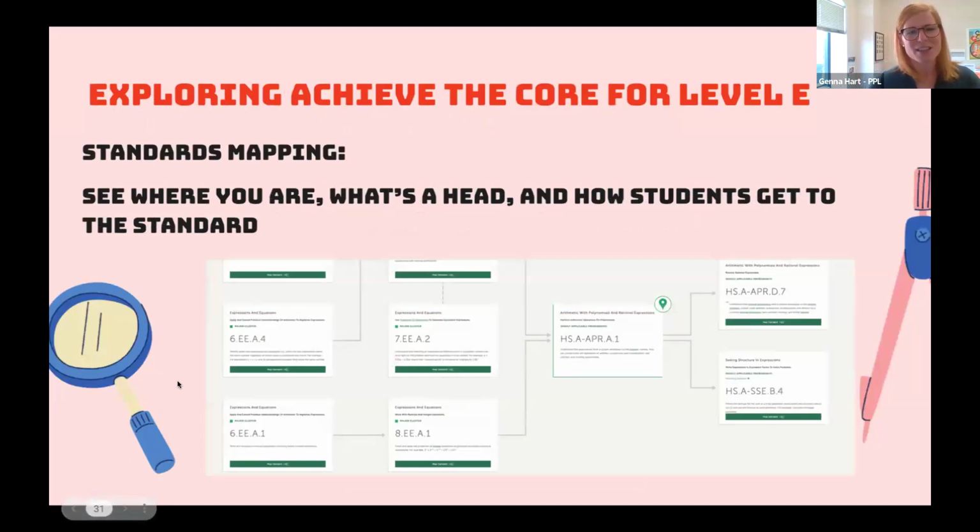Yeah, so again, with the standards mapping, it's great to see where you are, what's ahead, and how the students get to the standard. Donna showed us this earlier. This is what it looks like in full screen. So even at a level E standard, students can still progress from there and move forward. But again, it's great to move backward as well to see where the students have been and where they're going.